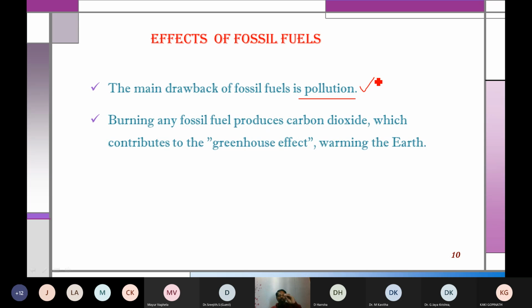fossil fuel is the main reason for the global warming that you could have studied, right? If I am burning a fossil fuel, it will be emitting a lot of gases, and all these things will get accumulated in the atmosphere. In general, most of the radiation from the sun will come to the earth. A part of the radiation will penetrate to the earth. Few radiations are absorbed by the earth and few radiations are reflected back by the earth.